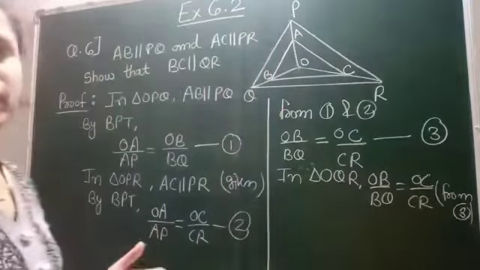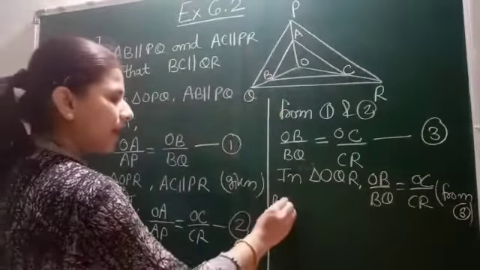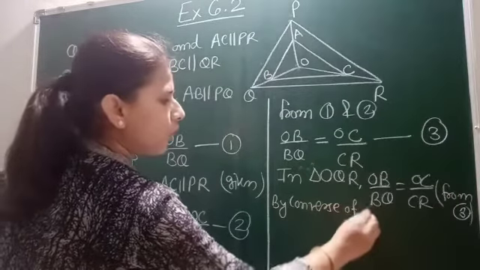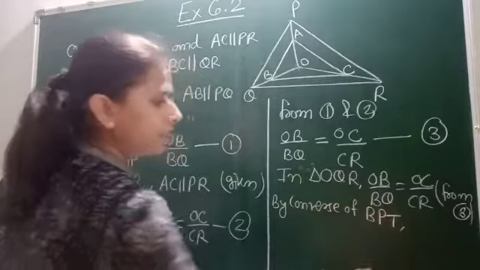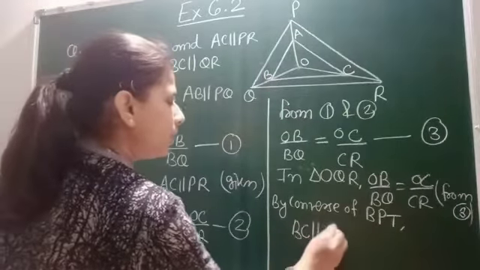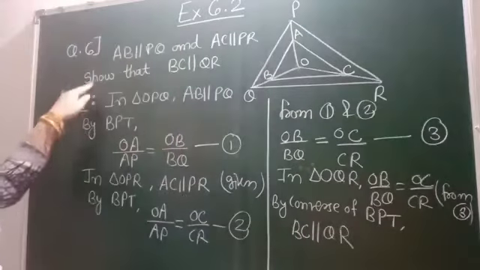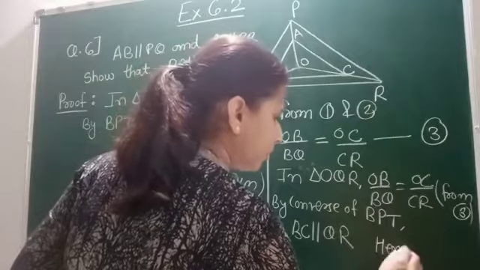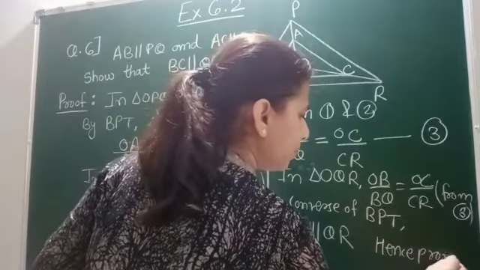So which theorem we will apply here? By converse of BPT, what we will get? BC will be parallel to QR. And this we had to show. Okay, so we proved this, hence proved.